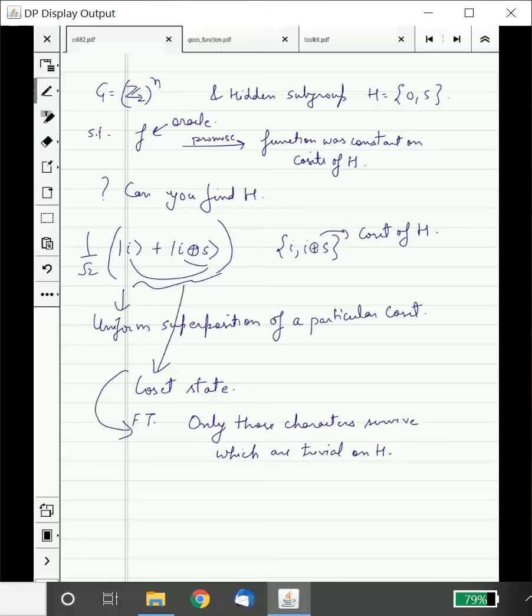This is because if you look at chi G, this is non-zero only if chi is trivial. This is happening here. We had a coset state. When we applied the Fourier transform, you can take the group state. Even here you will see that when you apply the Fourier transform, the only characters which will survive will be the ones which are trivial on H.